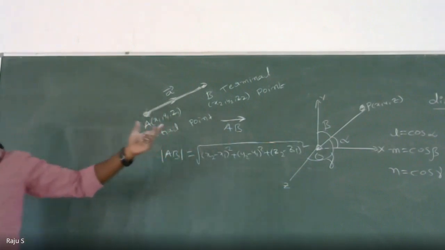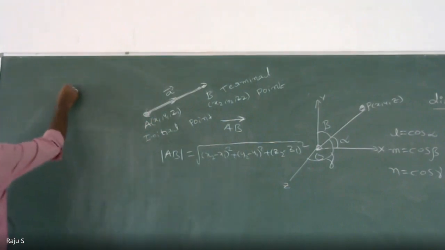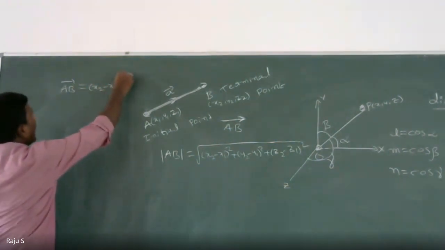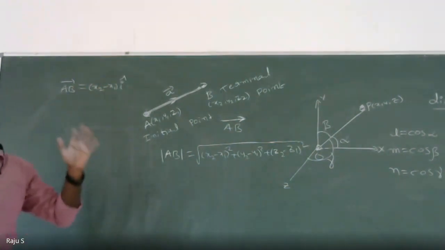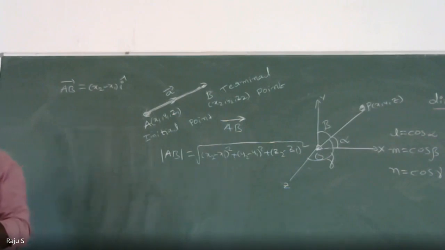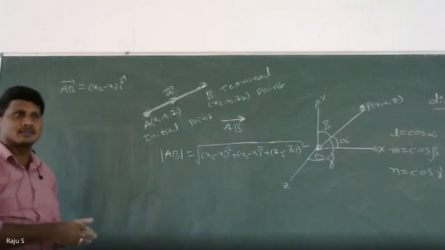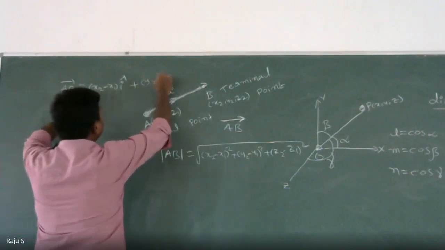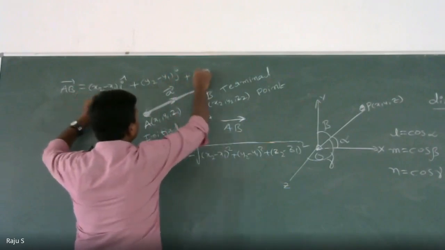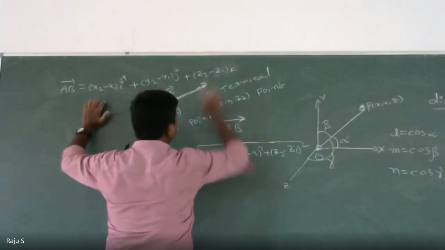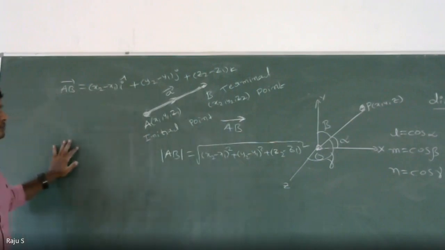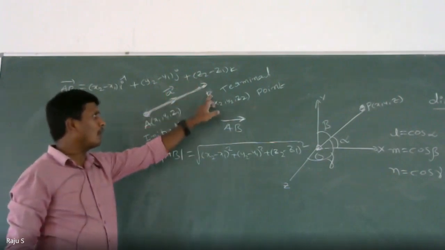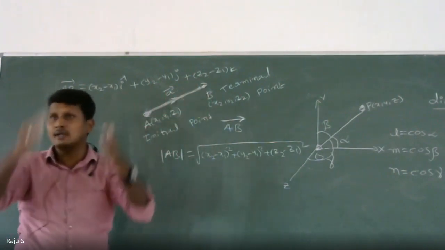Then how can you write the vector? Very simple. The vector AB is equal to (x2 minus x1) into i. I'm going to tell you what is meant by i, j, k. i, j, k are the unit vectors along the x-axis, y-axis, z-axis, which you already know. The vector AB can be written as (x2 minus x1) i plus (y2 minus y1) j plus (z2 minus z1) k. Okay, this is about the vector. From the initial point to the terminal point, the distance from A to B gives the magnitude of the vector.